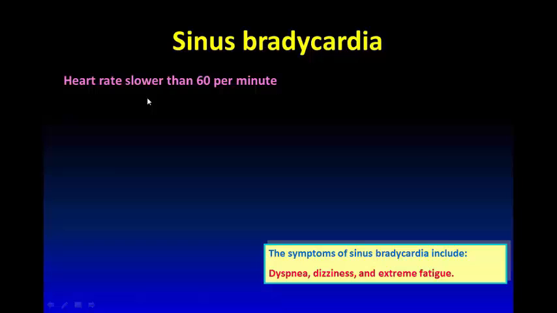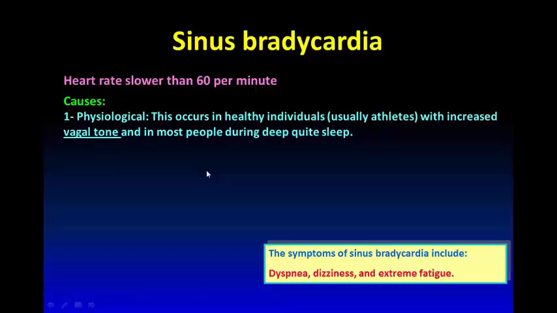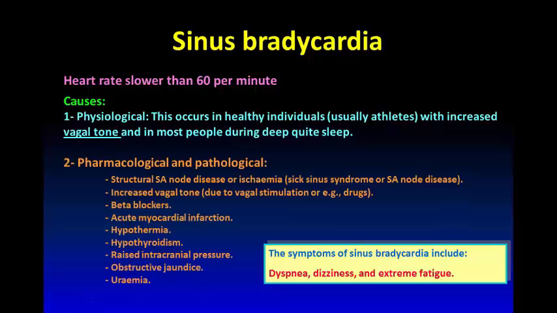Sinus bradycardia is defined as a sinus rhythm with a heart rate slower than 60 beats per minute. The causes of sinus bradycardia could be physiological, pathological or pharmacological. Physiological sinus bradycardia occurs in healthy individuals who are usually athletes with increased vagal tone and in most people during deep, quiet sleep.